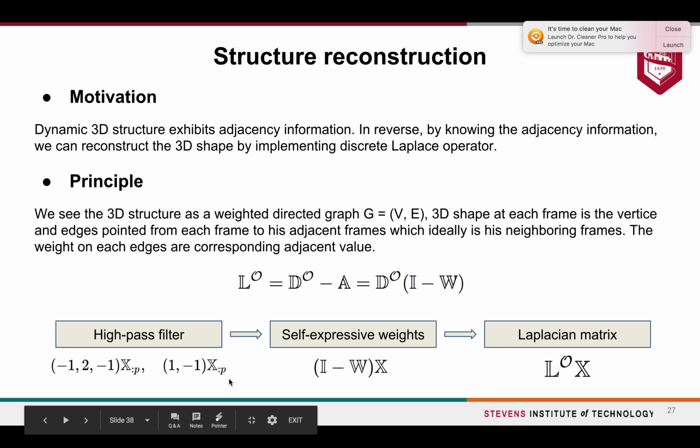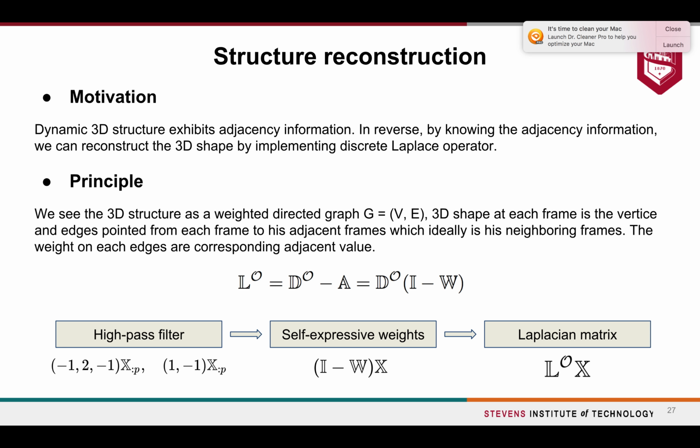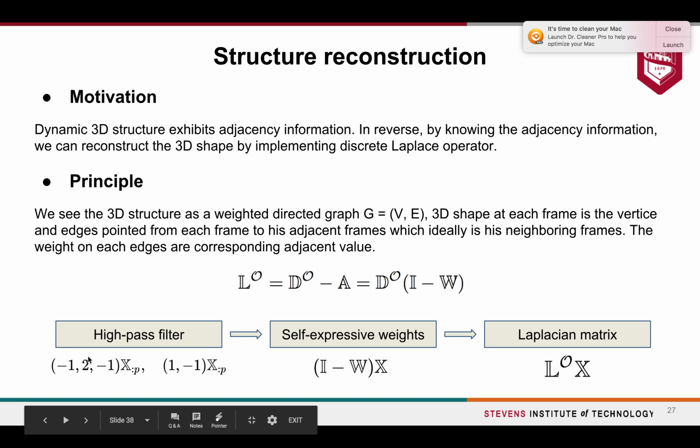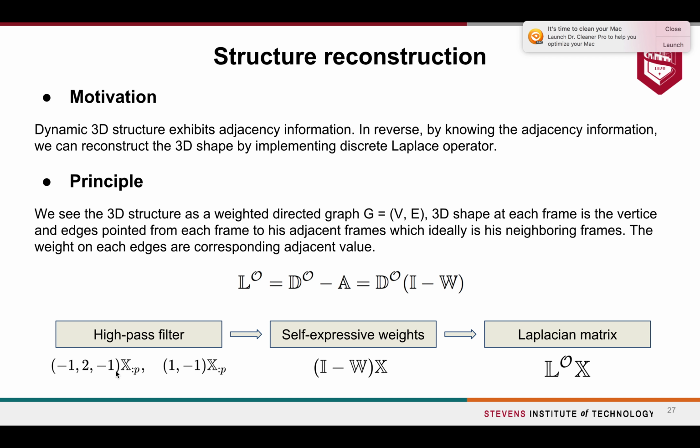And here I want to introduce the relationship between the high-pass filter, self-expressiveness, and the Laplace matrix. First, the high-pass filter, you can see it as a Laplacian operator where all the adjacent values are 1, and the out-degree for each frame will be 2. So this is a Laplacian operator.